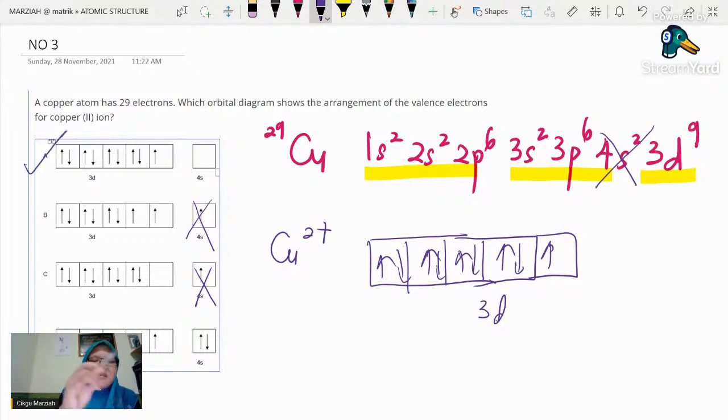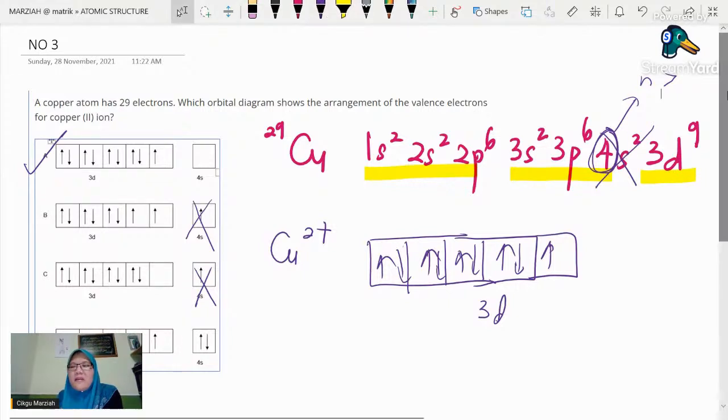Okay, so the right answer adalah A. We need to remove the electron from higher energy level tu, n equal to 4, ni kita kena buang. Masuk, kita masukkan dia dulu. Tapi bila kita nak remove, kita kena remove daripada n yang tinggi dahulu. Okay, elektron yang ketiga barulah kita buang daripada 3d.